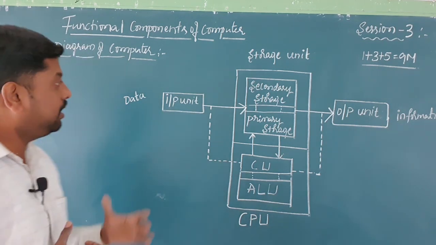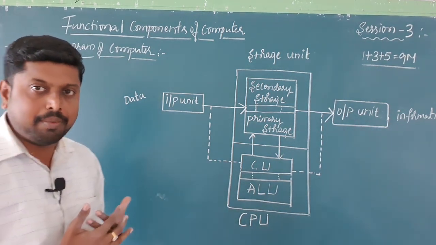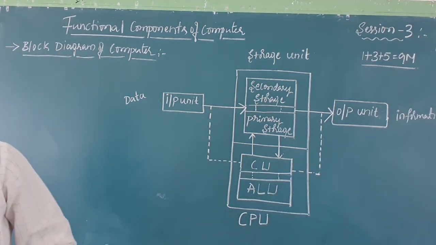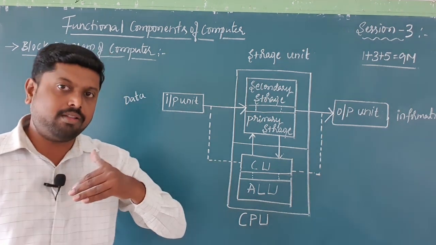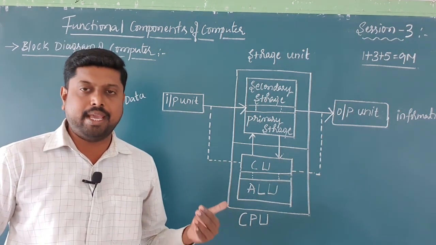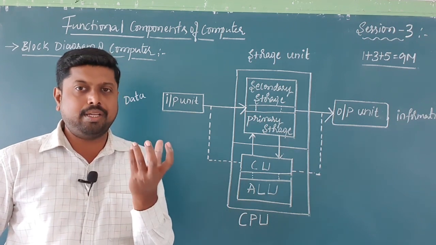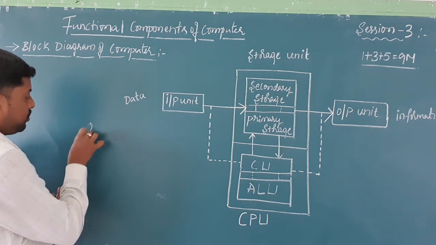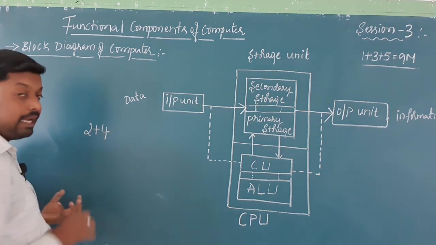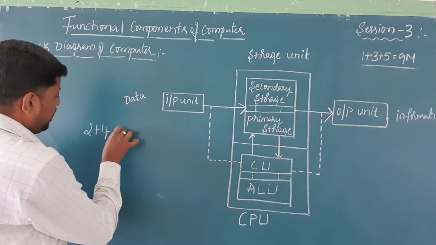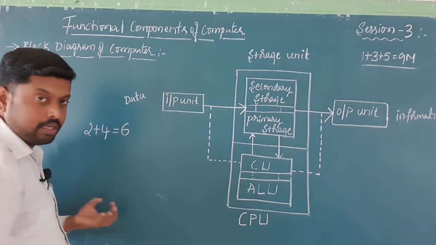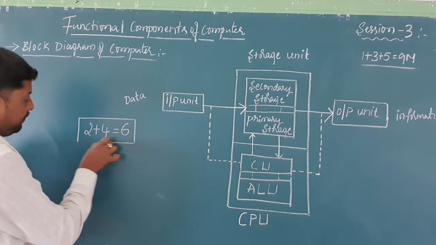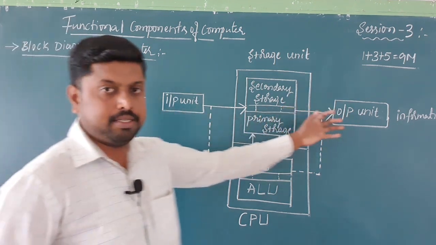Dear students, if I come to the first part of the block diagram of the computer, that is the input unit, again I will consider the same example that we gave in the last class, a calculator, and how the calculations are performed. If I give 2 plus 4 in the calculator, automatically the calculator will give the result, that is equal to 6. Here, for this example, all these three units are there.